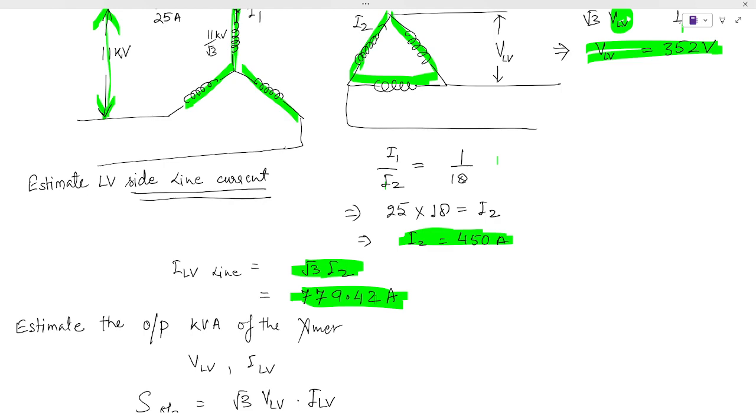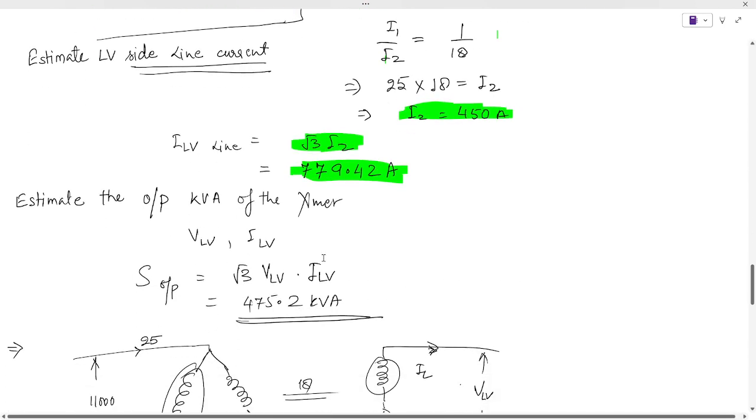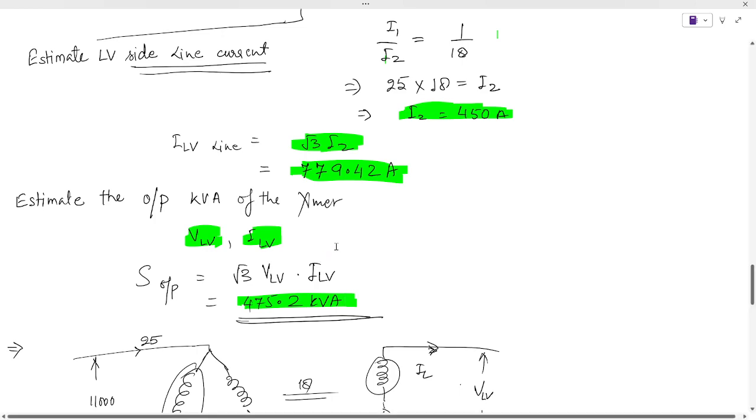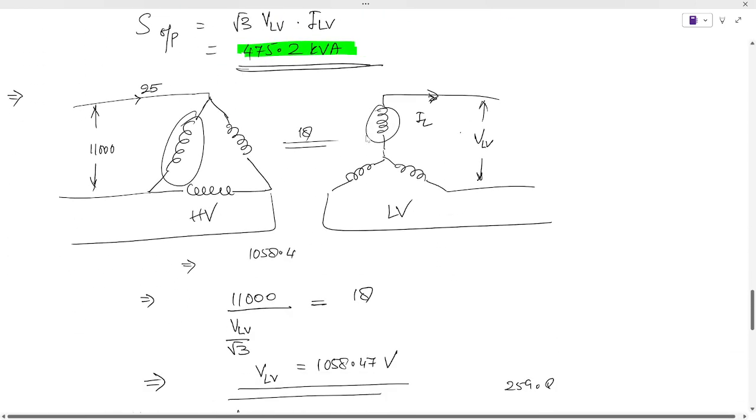Now they have asked to estimate the output kVA of the transformer. We have VLV with us, ILV with us. So output kVA will be root 3 VL IL. So that is 475.2 kVA. Clear?